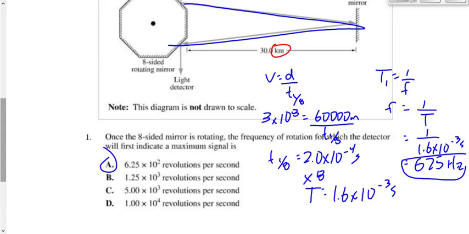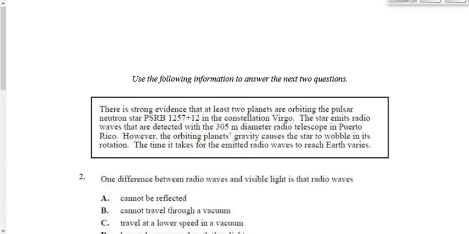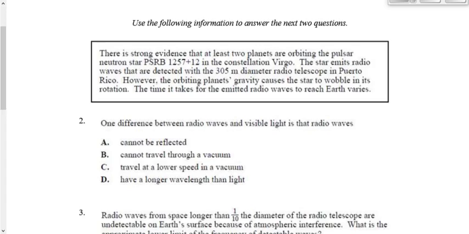All right, let's take a look at question number 2 now. Strong evidence that at least 2 planets orbit around the pulsar neutron, whatever, star that emits radio waves that are detected at a 305-meter diameter radio telescope in Puerto Rico. However, the orbiting planet's gravity causes the star to wobble on its rotation. The time that it takes for the emitted radio waves to reach the Earth varies. One difference between radio waves and visible light is that radio waves what?